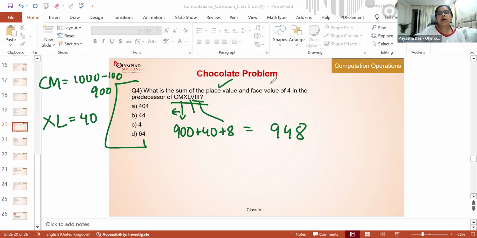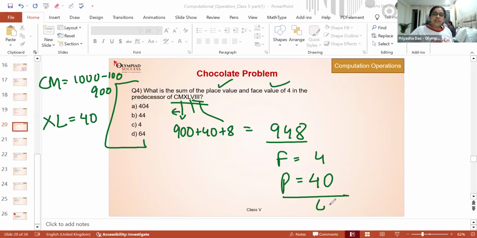Now they are asking us to add the place value and the face value of 4 in 948. So the face value remains the same, 4, and the place value is 40. So 40 plus 4 is 44. Some of you wrote 404 for some reason. I think now it's clear to all of you, right? 44 is the right answer.